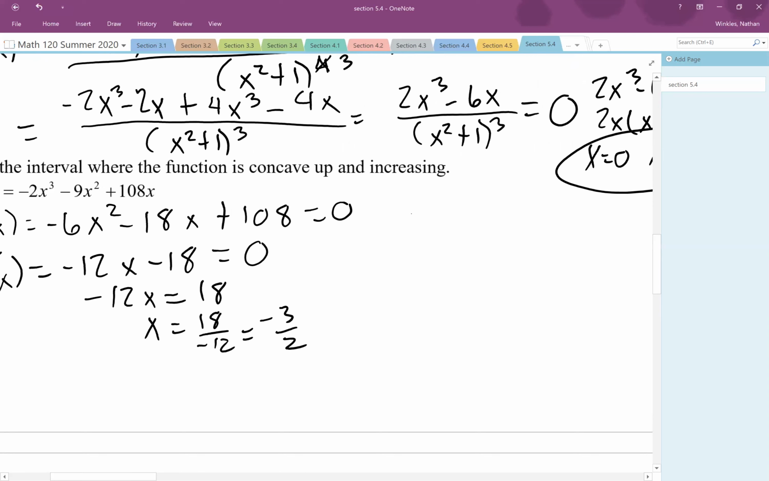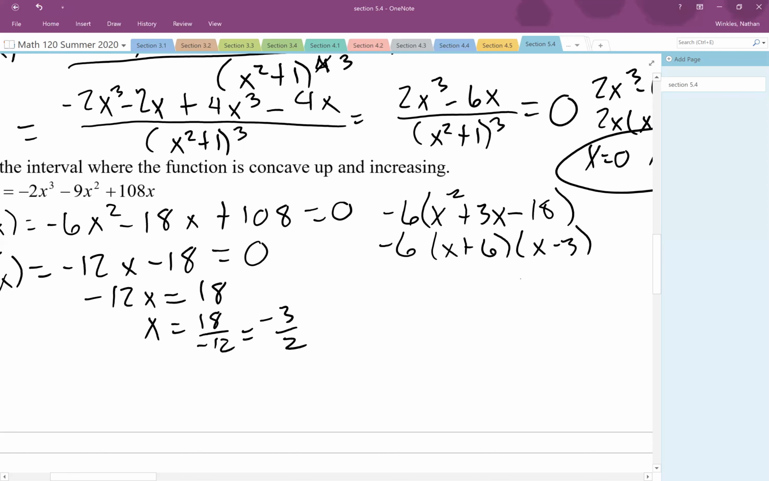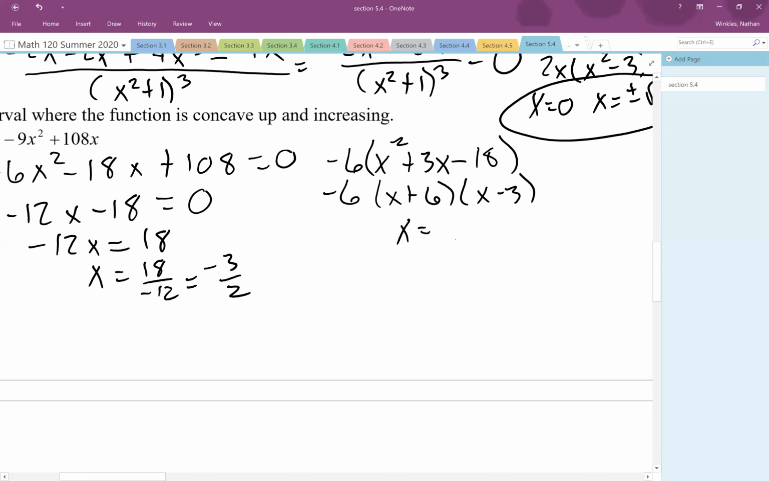For the top one, let's pull out a minus 6. So that's x squared plus 3x minus 108 divided by 6 gives us 18. So then we could factor this to x plus 6, x minus 3. So x equals negative 6, x equals 3.